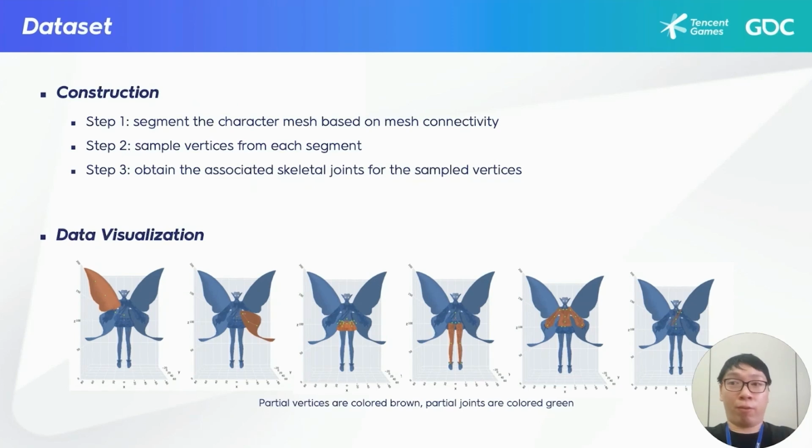The construction of dataset includes 3 steps. Step 1, segment the character meshes based on mesh connectivity. Step 2, sample vertices from each segment. Step 3, obtain the associated skeletal joints for the sampled vertices. The data visualization is shown in the figure below, where partial vertices are colored brown and the partial joints are colored green. To ensure the generalization ability of the neural network, we selected various types of meshes, totaling over 20,000 meshes.